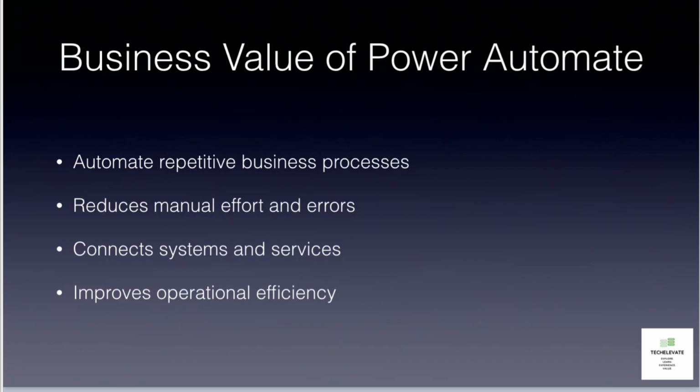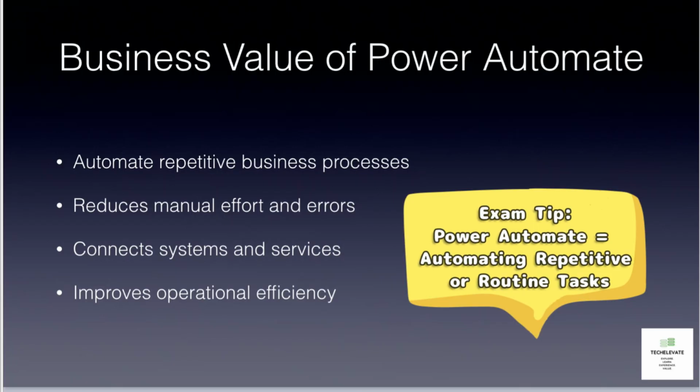Business value number one, automation of repetitive tasks. One of the biggest benefits of Power Automate is eliminating manual repetitive tasks. Common examples include sending approval emails, updating records across systems, copying data between applications, and notifying users when conditions are met. By automating these tasks, organizations save time, reduce employee burnout, and increase consistency and accuracy. An exam tip to remember: if the question mentions automating repetitive or routine tasks, Power Automate is likely the answer.